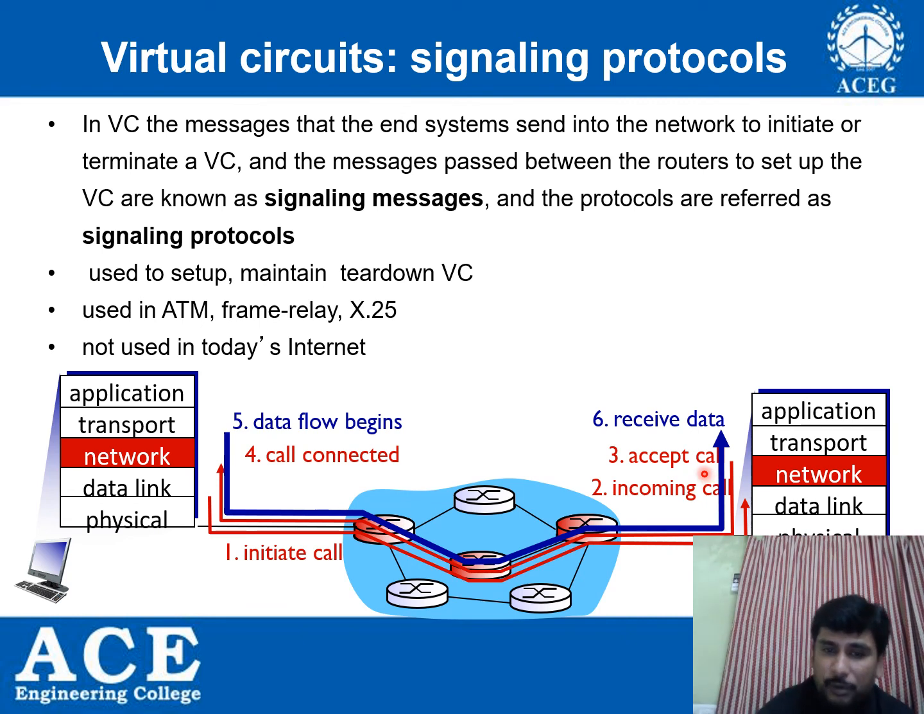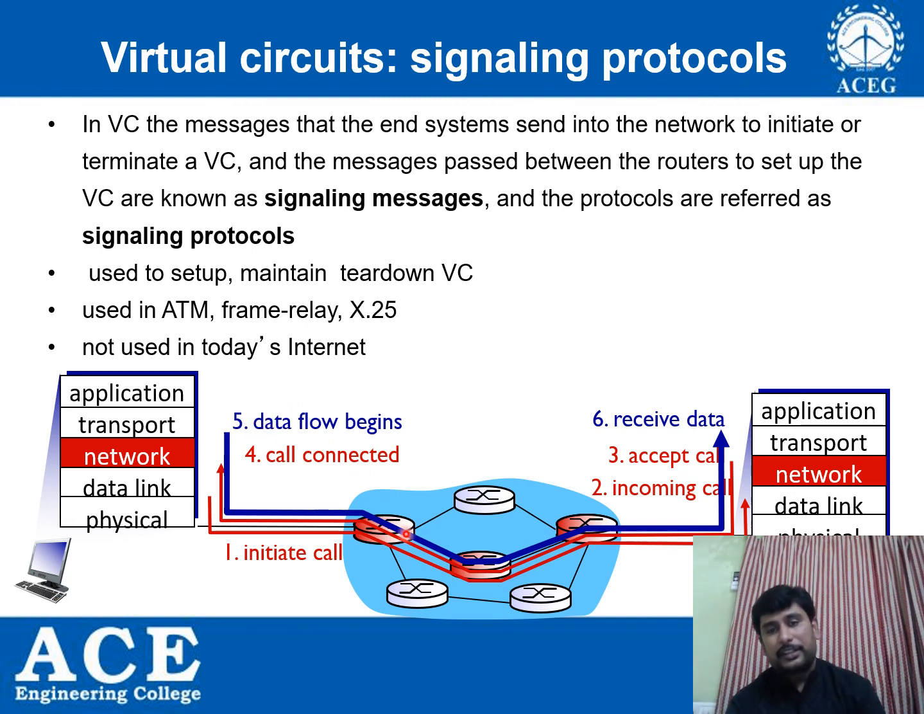Once you accept a call, what happens? Then a path is established between the sender and receiver. Remember, here we are talking in terms of a telephone circuit. So accept a call has been connected. Once a path or call has been connected, the data will start flowing from source to destination. Here the source is sending, the data flow begins, which is indicated with the number 5. Whatever data has been transmitted will be received by the network layer of the destination, which we are referring to as function 6. So this is what a signaling protocol is and how it is implemented. I hope this gives us a clear understanding of what exactly a virtual circuit is.